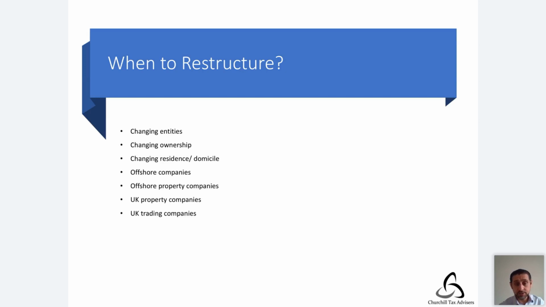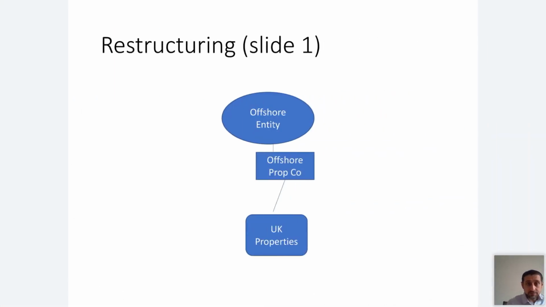So we're changing domicile, changing residence, offshore companies, offshore property companies, UK property companies, UK trading companies. For example, if there are two different types of businesses that need to be separated, then we would restructure. Property companies, for example, where one is looking at commercials and one is looking at residentials, we need to restructure them for various purposes. This is where we would come in and restructure. Okay, so let's quickly dive into some examples of what a restructuring is.